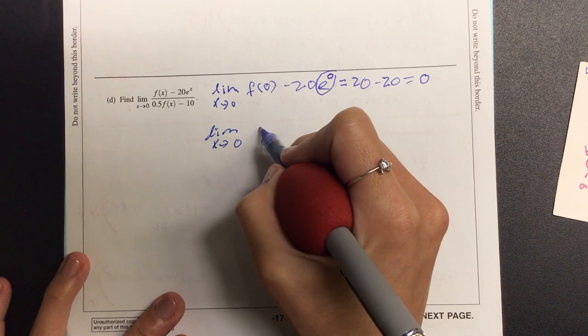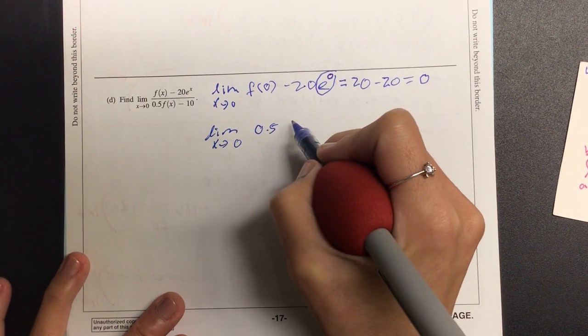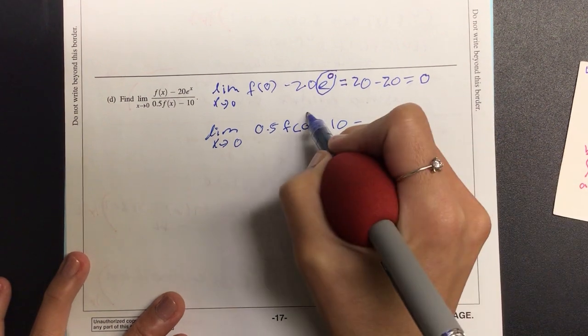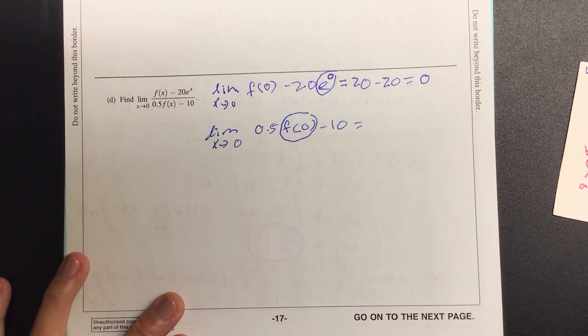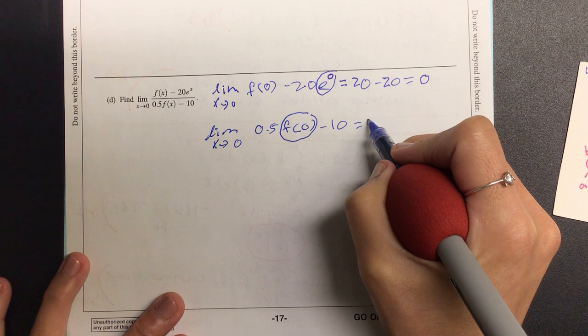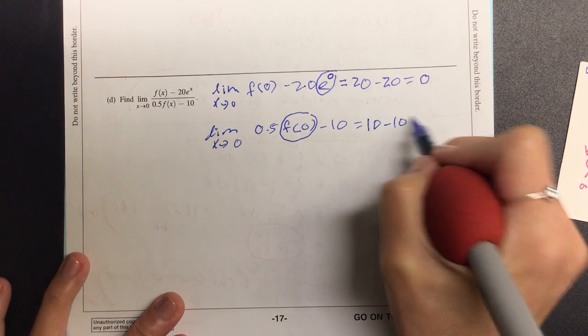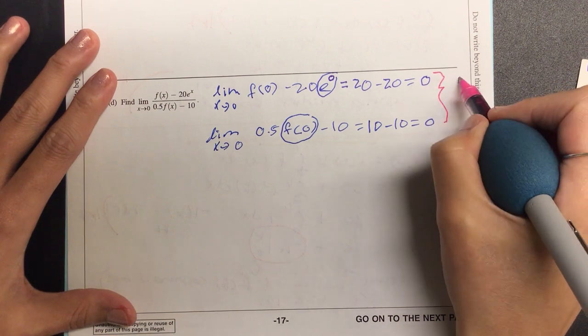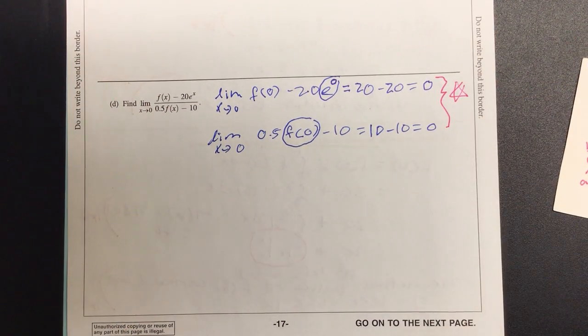On the bottom, we have 0.5 of f of 0 minus 10. And we know our f of 0 at the beginning was given as 20. What is half of 20? 10 minus 10, that is also 0. So you must have this. If you want to just put a big star on there, please do, because the limit questions are typically so easy, you want to make sure you get all the credit on that part. So now, when we have 0 over 0, we use L'Hopital's rule.